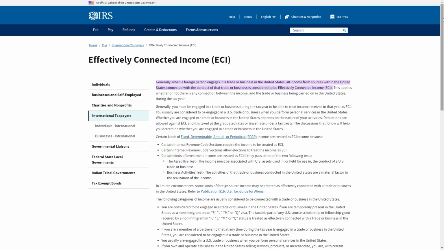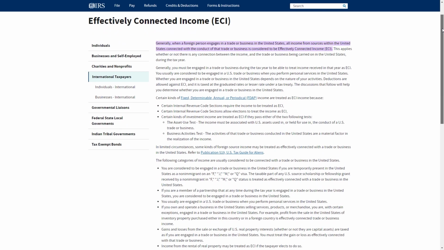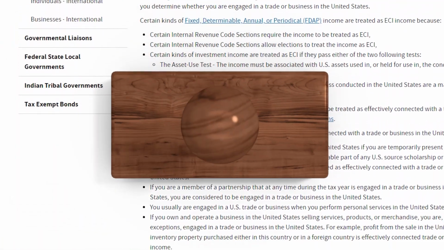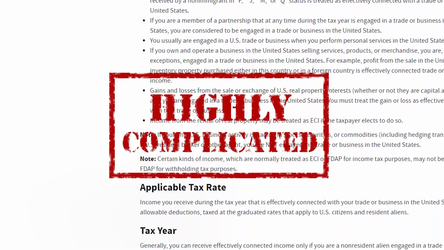And before we get too far ahead of ourselves, I'm gonna put a link in the description below to the IRS website, which clearly defines what effectively connected income is. But my recommendation would be for you to take our word for it. We've done tax planning for many foreign e-commerce entrepreneurs. And to be honest with you, if you take the time to read through the IRS description, you'll see that it's highly complicated.